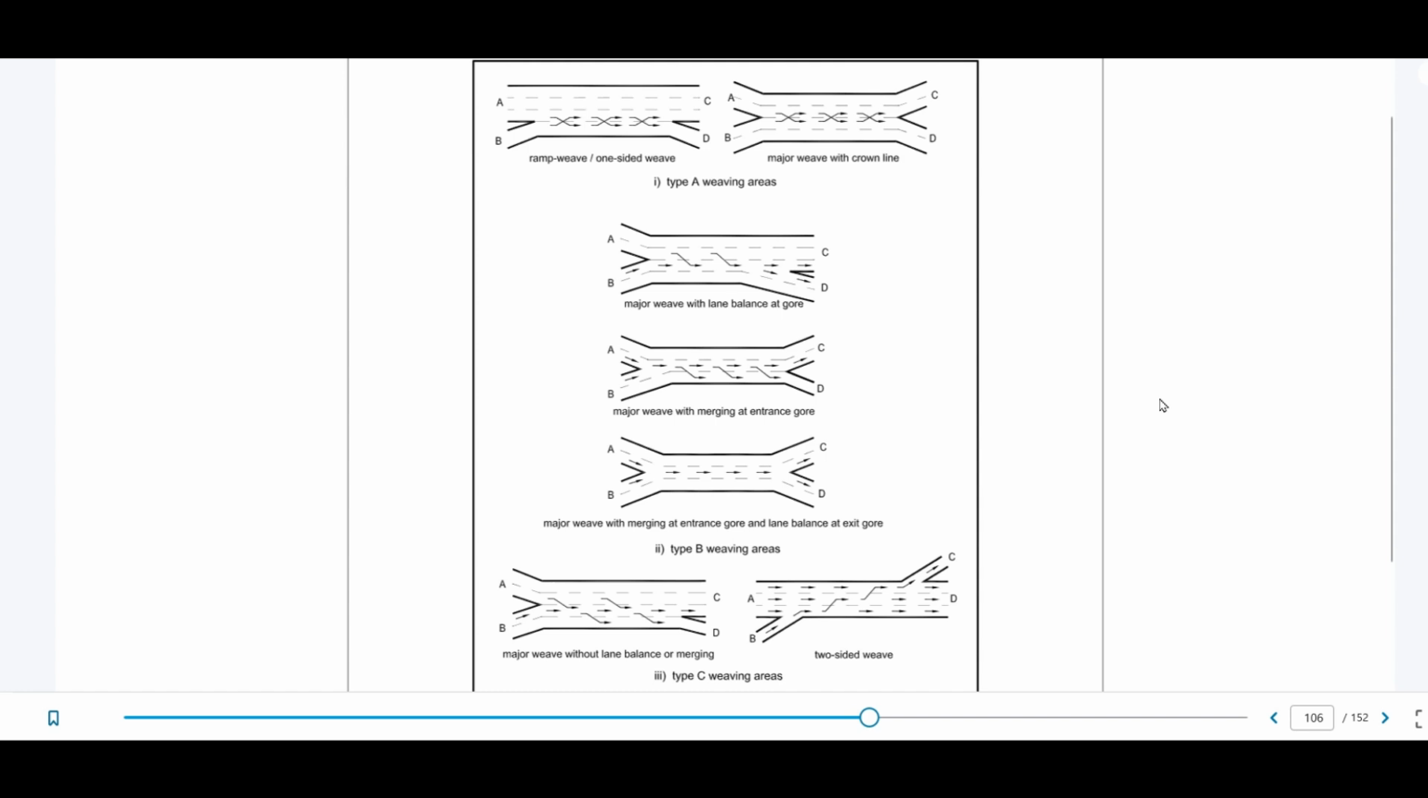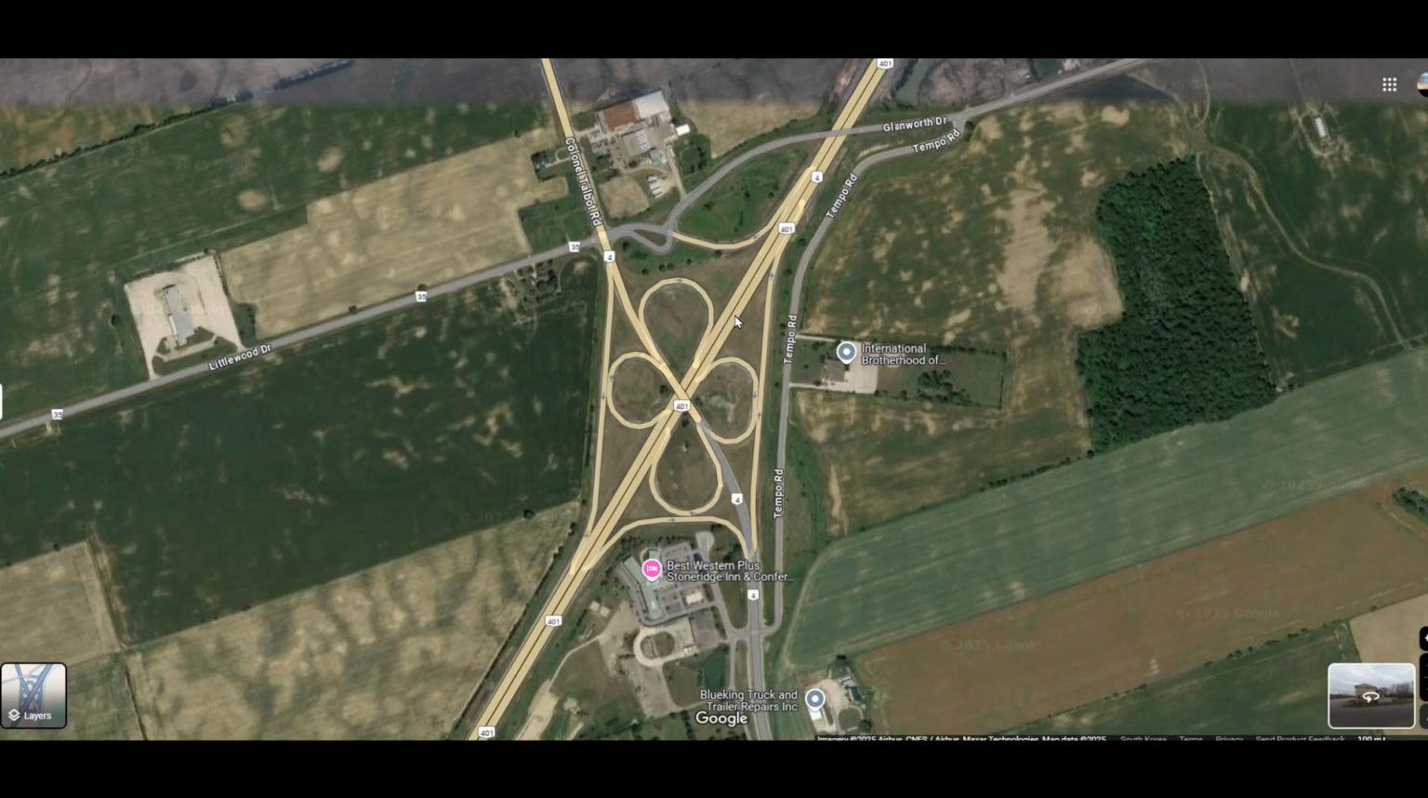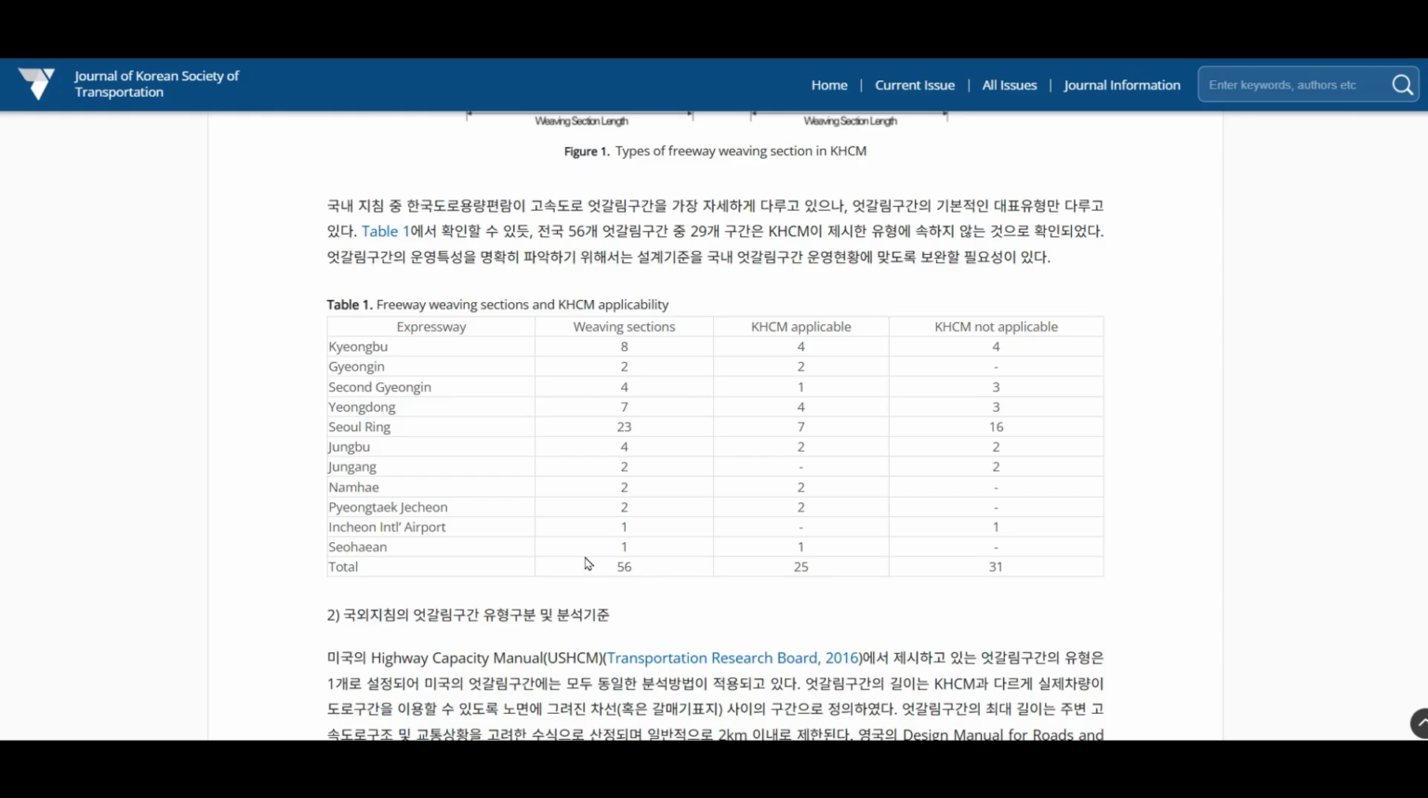When I lived in Ontario, Canada, in my memory, if I'm correct, there are only a few interchanges with the weaving conditions. Here's one, this interchange on Highway 401. This is a typical cloverleaf interchange. However, in South Korea, where I live now, there are so many weaving interchanges. This document says, in the expressway only, there are 56 weaving sectors. That's a lot. It does not include the regional routes.